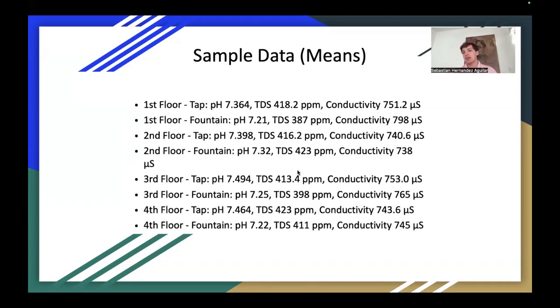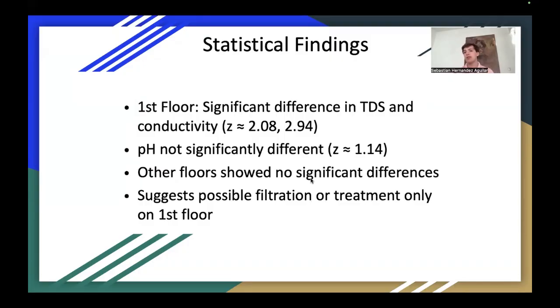These are the sample data. I'm not going to explain each one of them, but what we can see is that conductivity is quite high. So we took the mean of each one and we made the Z. The significant difference in TDS and conductivity was 2.08 and 2.84. pH was not so significantly bigger. So we suggest that possibly the filtration or treatment was only on the first floor.